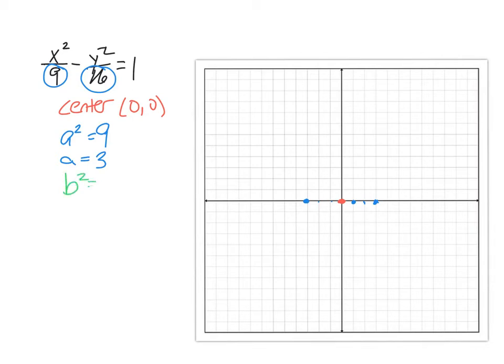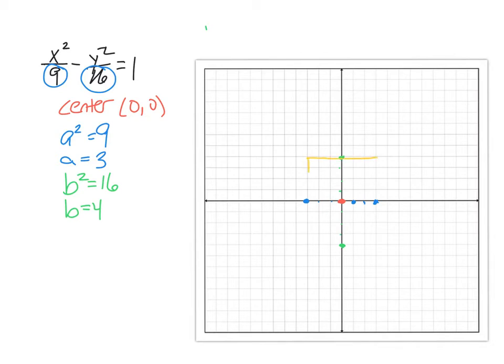Now b squared is 16, which means that b is 4. So from the center, but now vertically, we're going to count out 1, 2, 3, 4 units, 1, 2, 3, 4 units. Now this helps us define where our asymptotes will be.